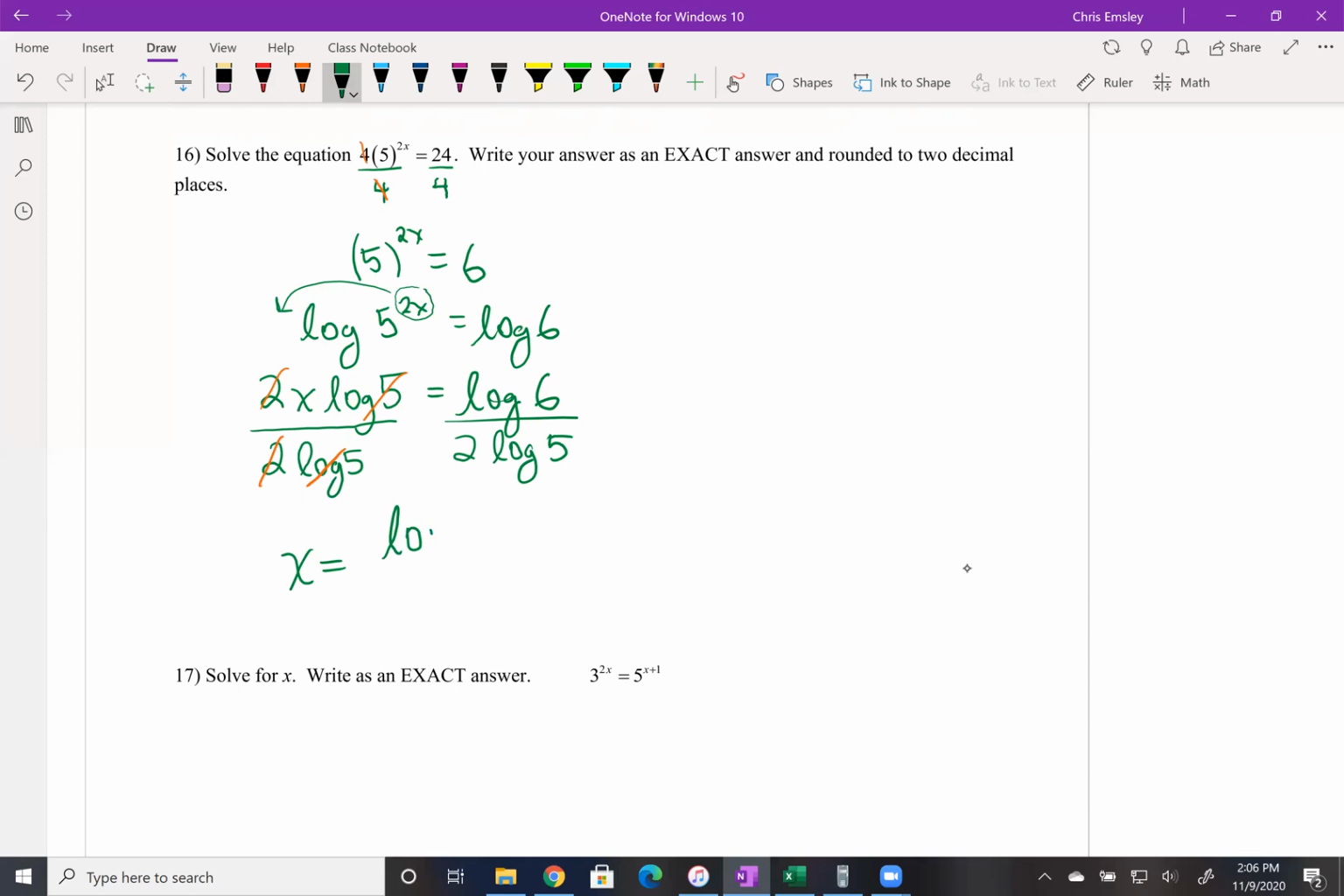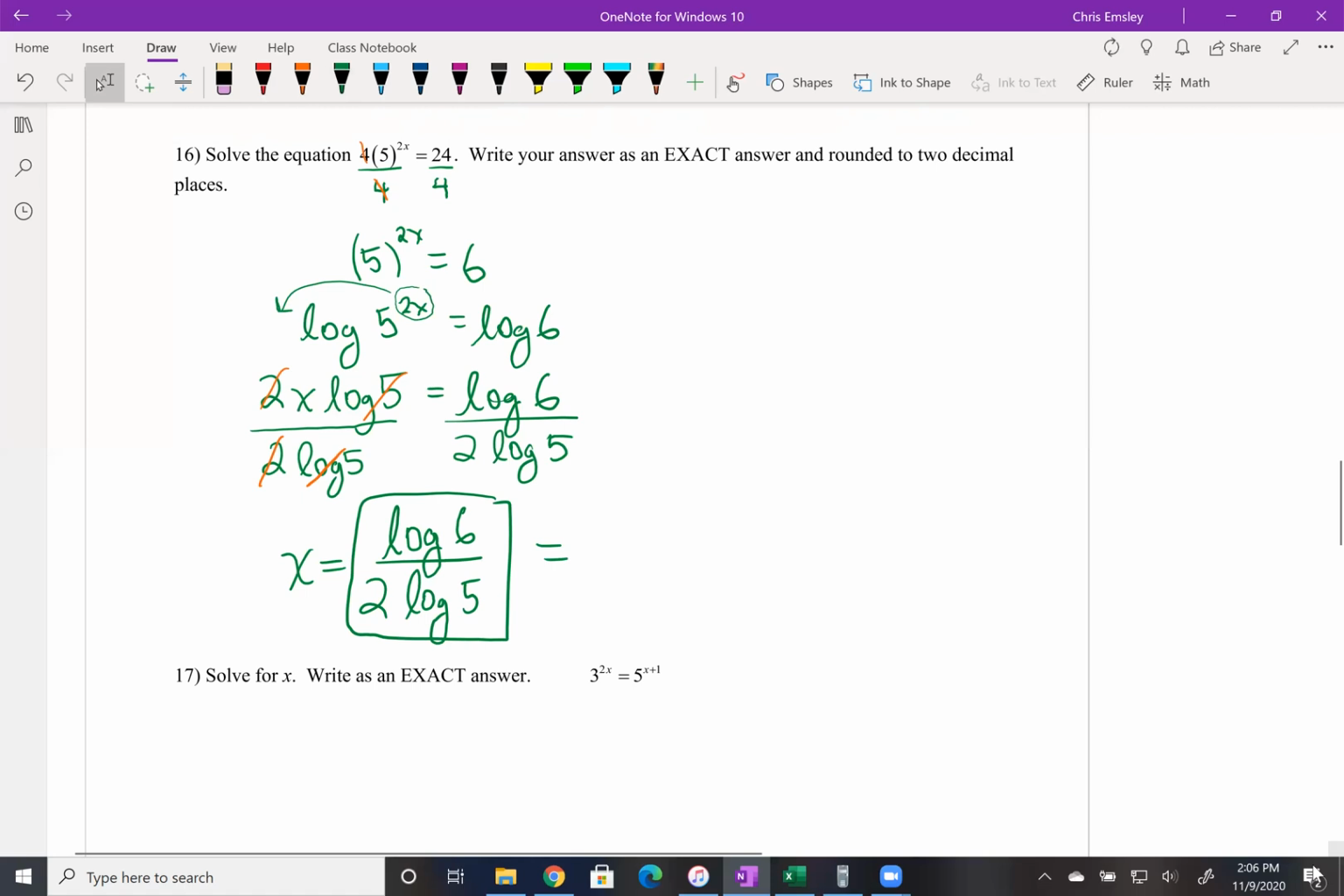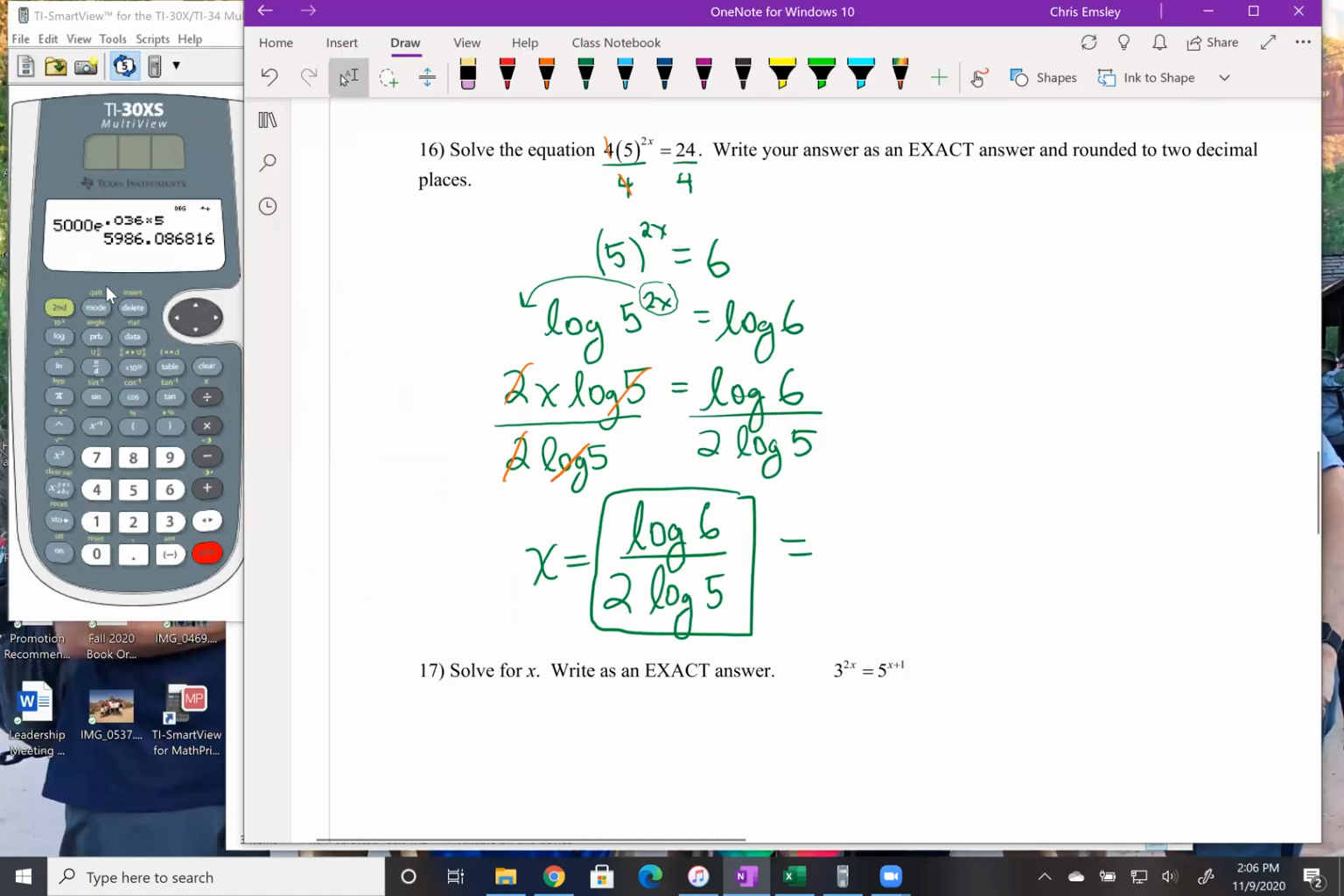So here is our exact answer. It's always going to be the symbolic answer that is your exact answer right there. That's one of our solutions. We also want an answer rounded to 2 decimal places, so that's when we'd have to grab our calculator.